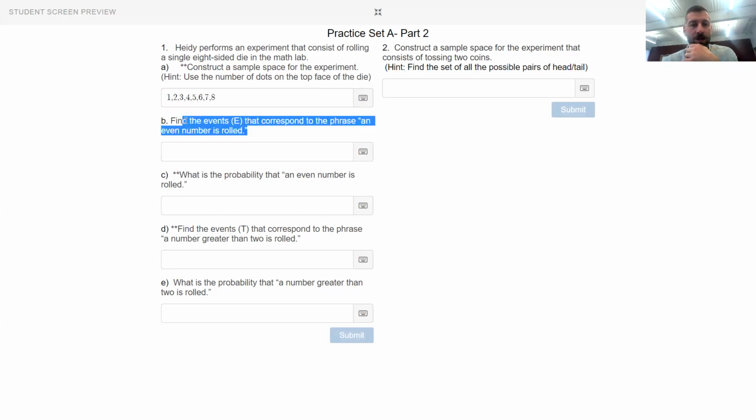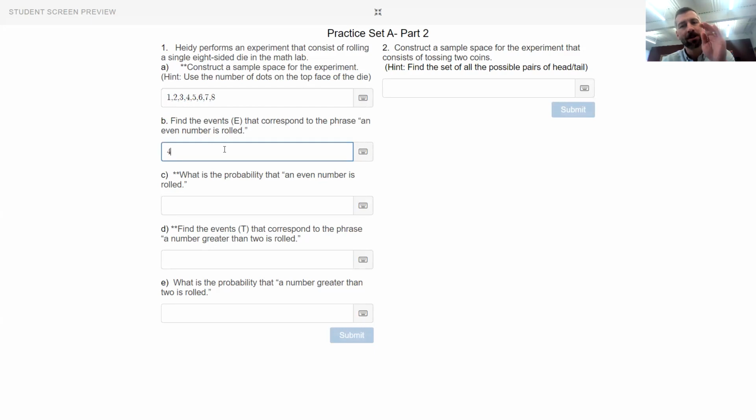Find the events that correspond to the phrase, an even number is rolled. Well, how many of these on the 8-sided die are even numbers? Well, 2, 4, 6, and 8. There's 4 of them. Notice how it didn't ask me for the probability, it just said find the events. All right, so I'll say 2, 4, 6, and 8. Those are the events within the sample space.